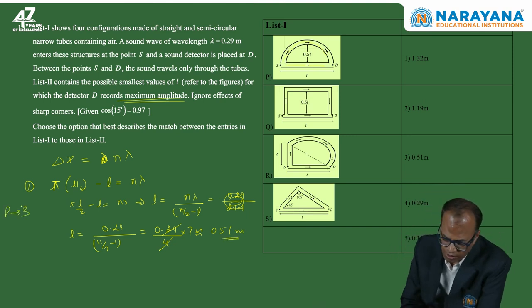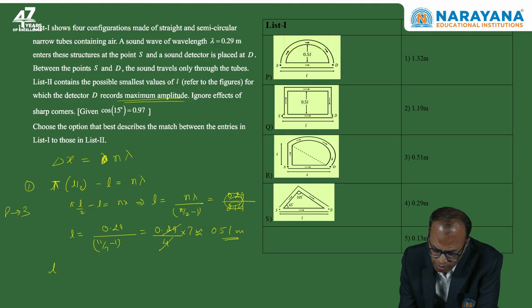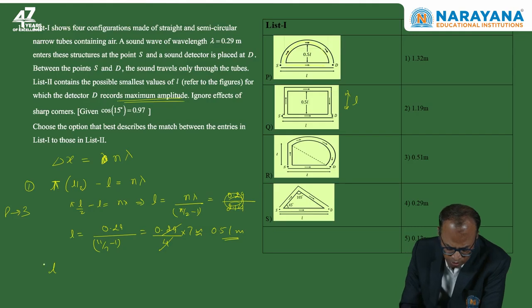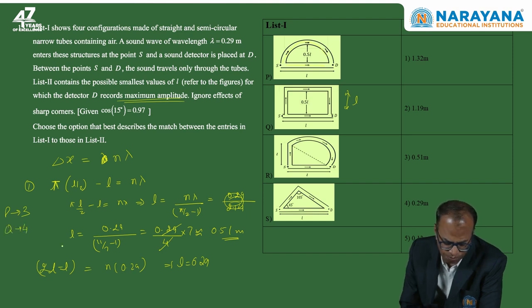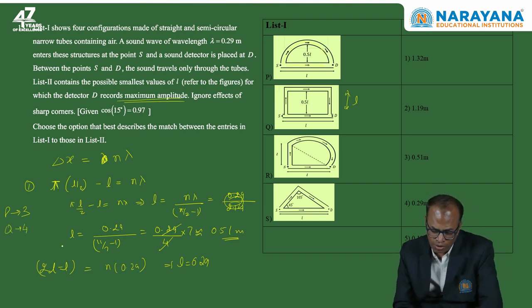Okay, let's go to the second case. This looks easier. One of the paths is L and the other one is 0.5 L vertical, another 0.5 L vertical. That makes it L and 2L. So 2L minus L is the path difference and this must be equal to n times lambda, which is 0.29. So L is 0.29. So this makes it fourth option. Q goes with 4.